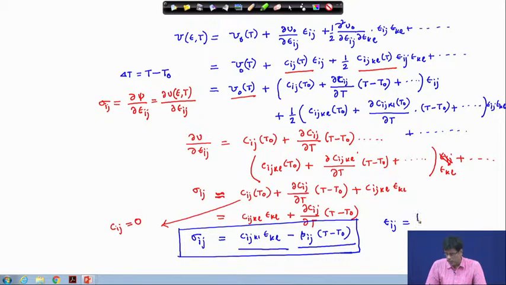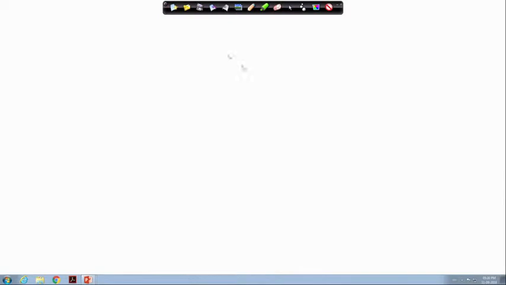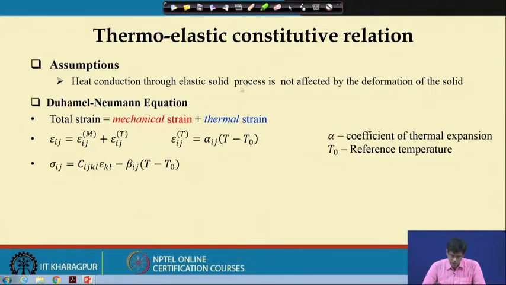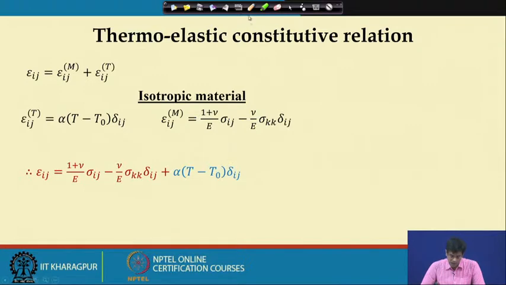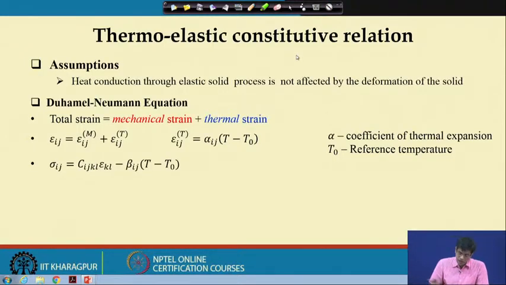So, now if I similarly write the compliance relation, where I write epsilon ij in terms of sigma ij, which is essentially 1 by E into (1 plus nu) into sigma ij minus nu sigma kk delta ij, then if I substitute this here, what we get is something like this, that we will see now. So, here what I have written is this quantity, and this quantity is essentially coming from the Duhamel-Neumann equation.